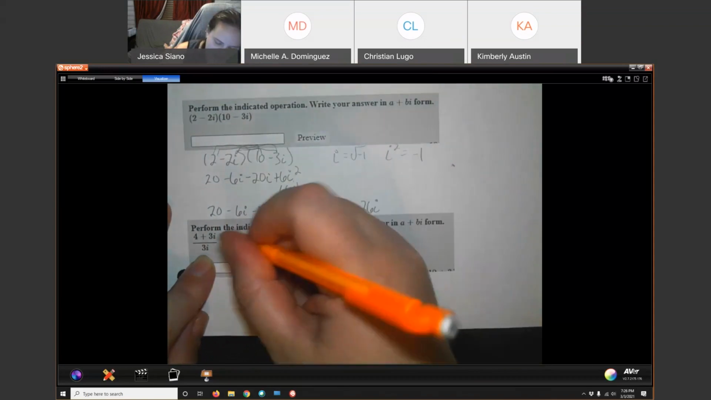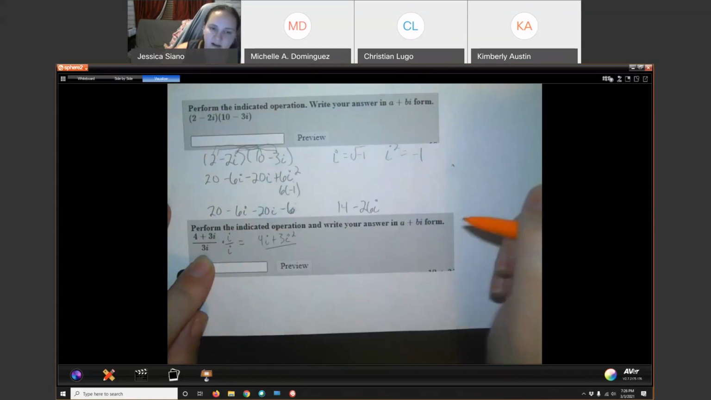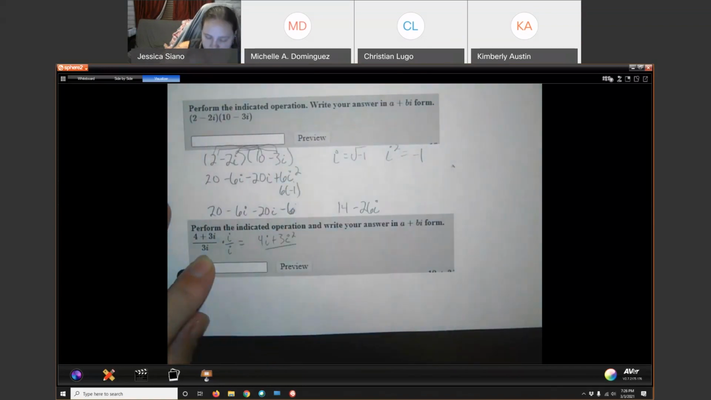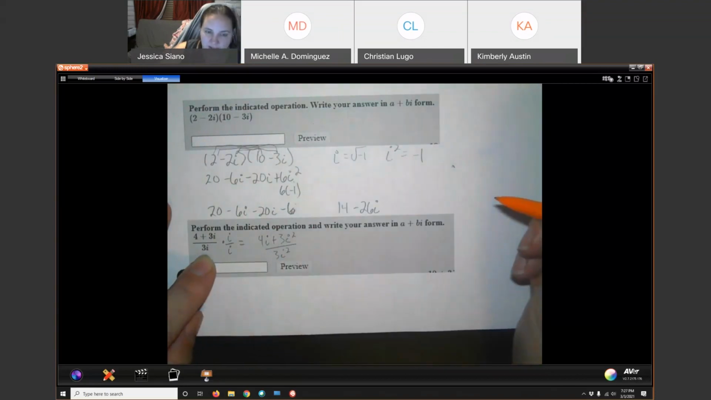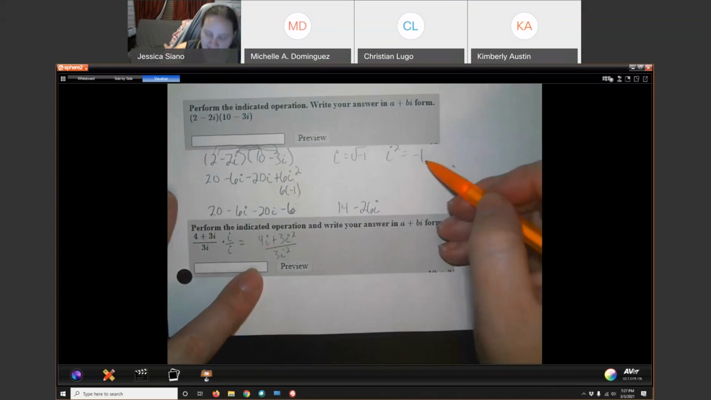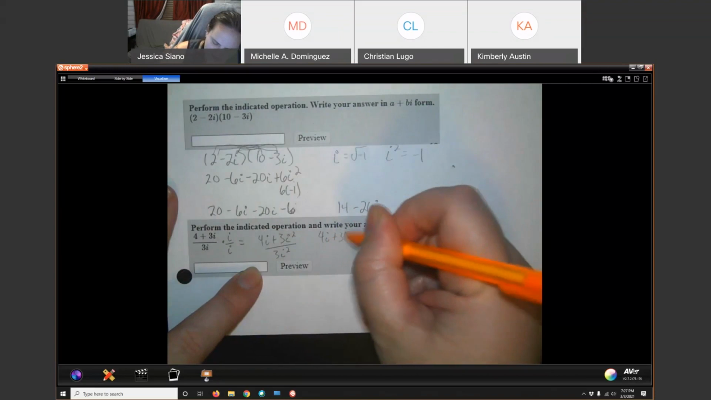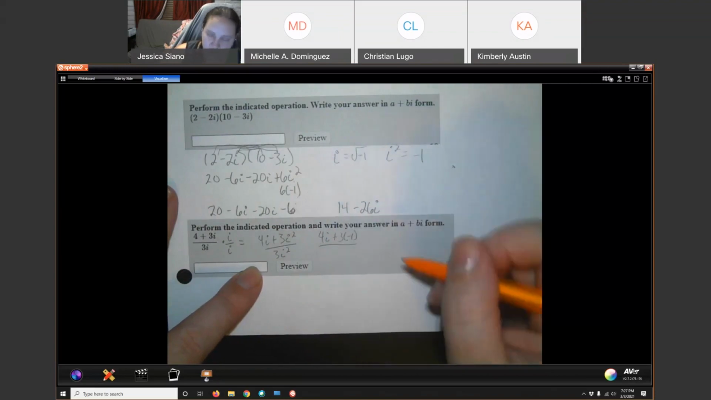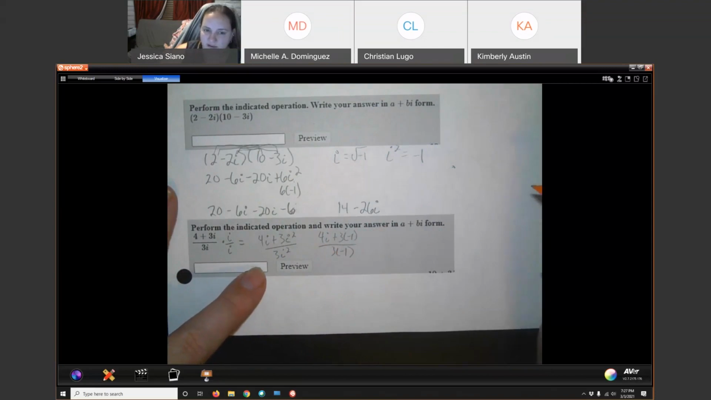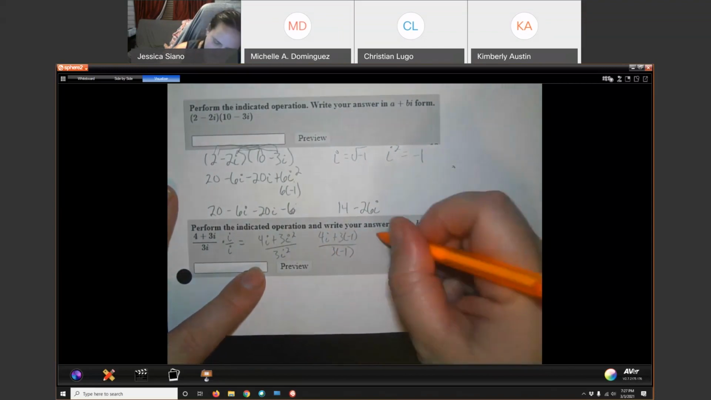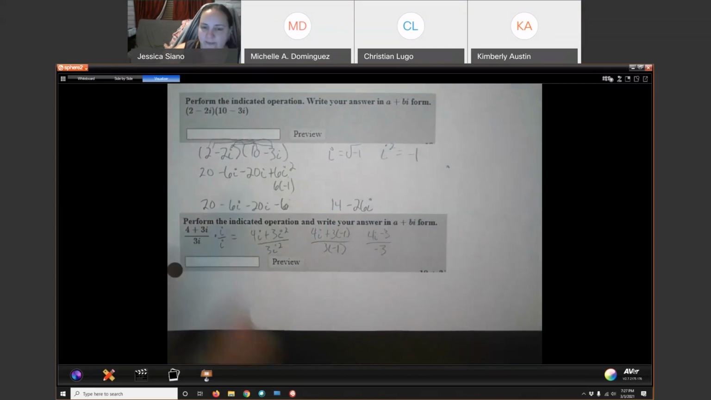And so on the top here, I wind up with 4i plus 3i squared. And on the bottom here, I wind up with 3i squared. And now we just said that i squared is -1, so then this would become 4i plus 3 times -1 over 3 times -1. So now I have 4i minus 3 over minus 3.